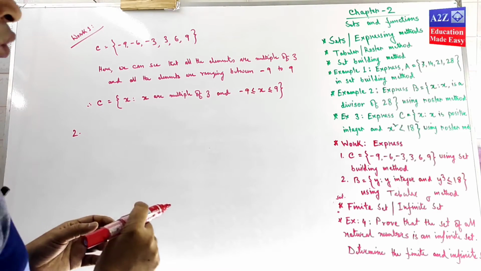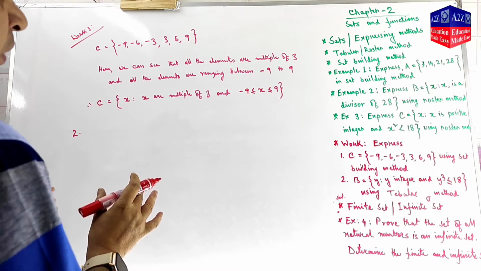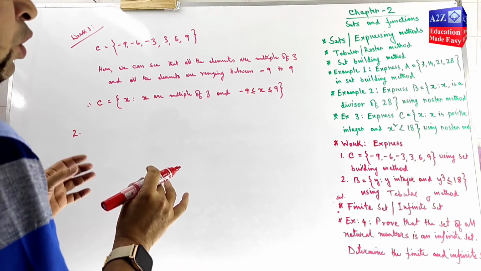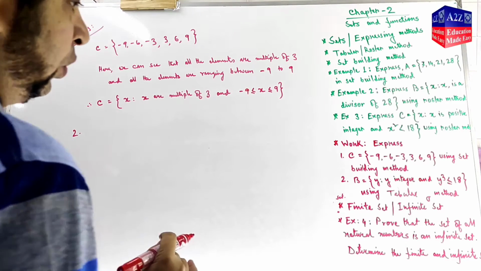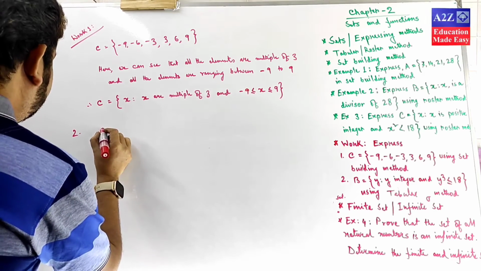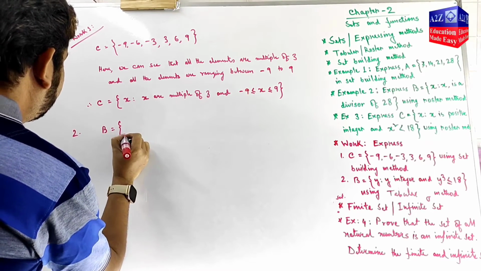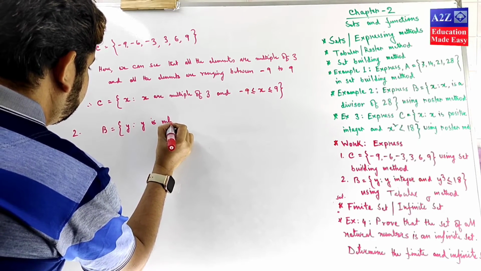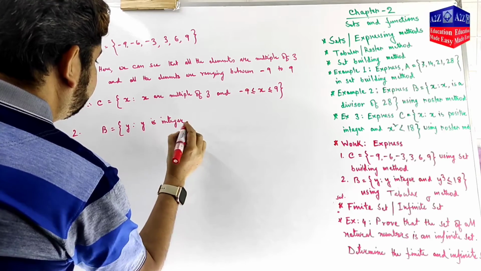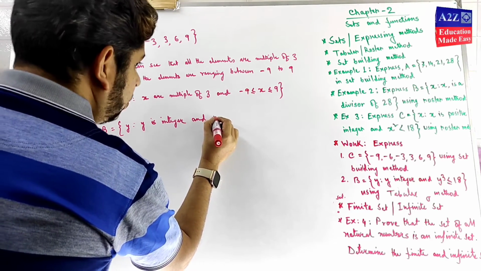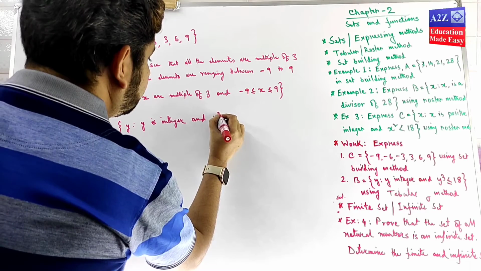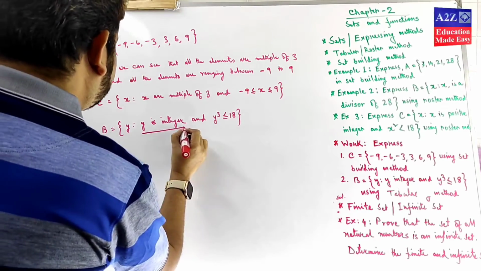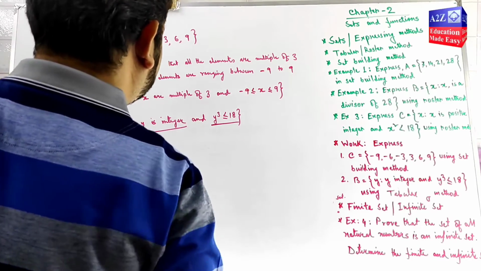To express a set from the set building method in the tabular method, we have to break down all the common properties into details. So the set B is a set of elements Y such that Y is an integer and Y cube is less than or equal to 18. This is property number 1 and this is property number 2.